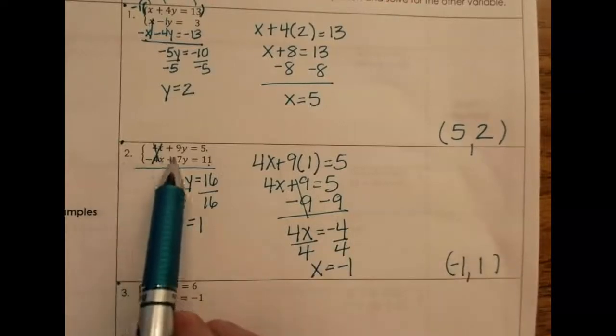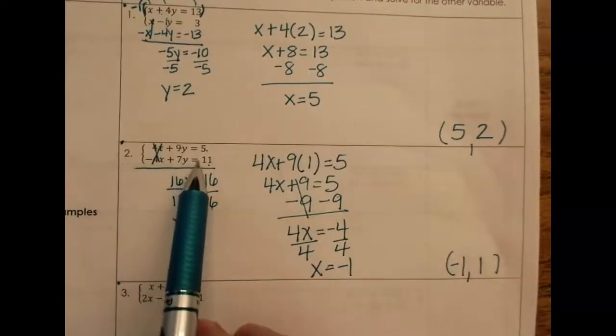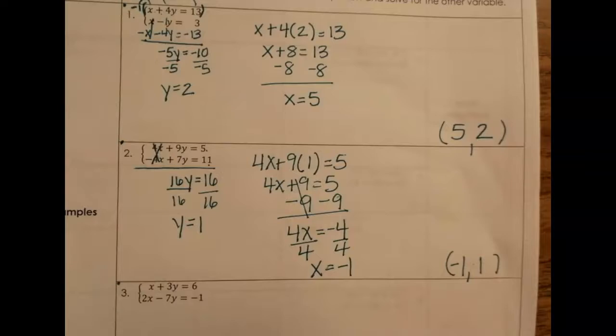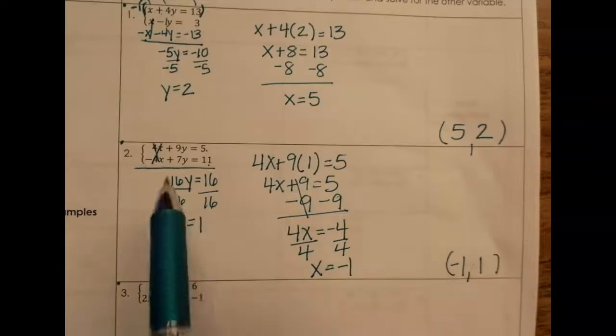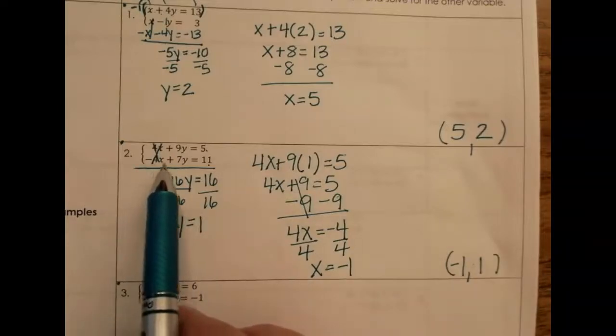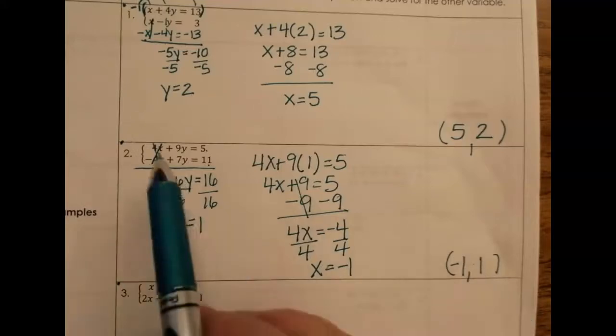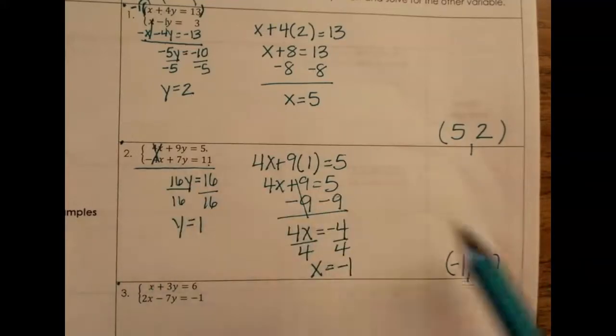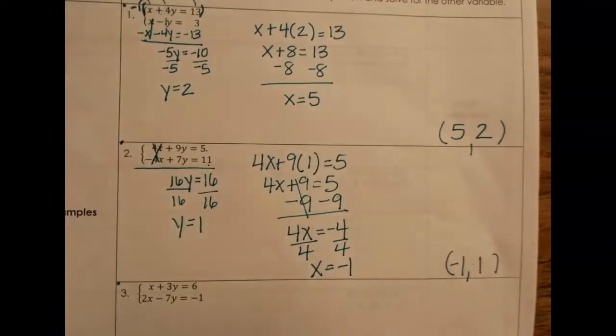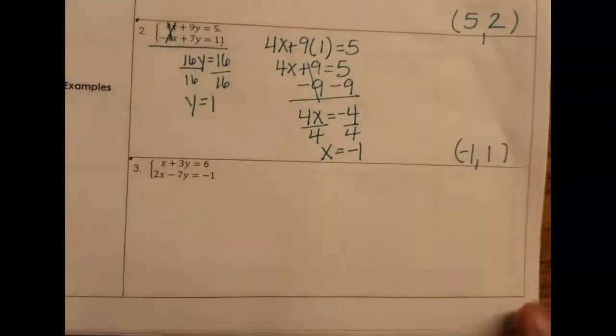So if we were to graph these, put them in slope-intercept form and graph them, they would cross at negative 1, 1. If we were to use elimination or substitution, we would get the answer of negative 1, 1. If we had chosen a different route to go, our answer is still negative 1, 1. All right. Let's keep trying and see how we do.